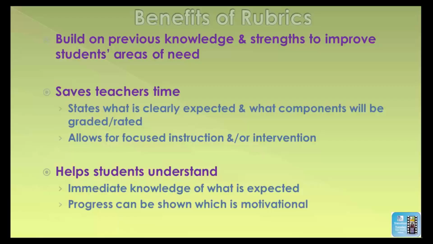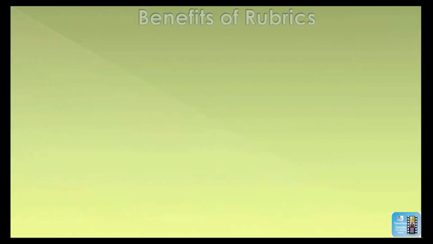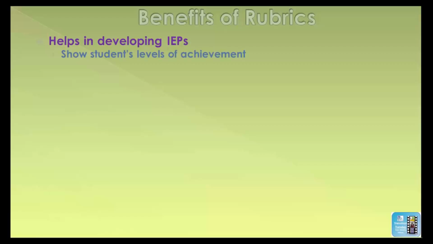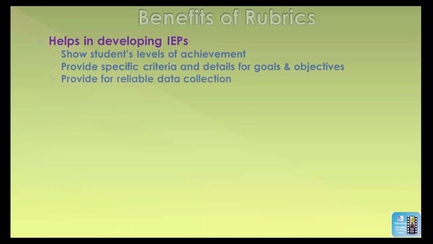motivational for many students. Other benefits of using rubrics include helping in developing IEPs. Rubrics show students' levels of achievement. They provide specific criteria and details for goals and objectives. They provide for reliable data collection, and they monitor progress over time.